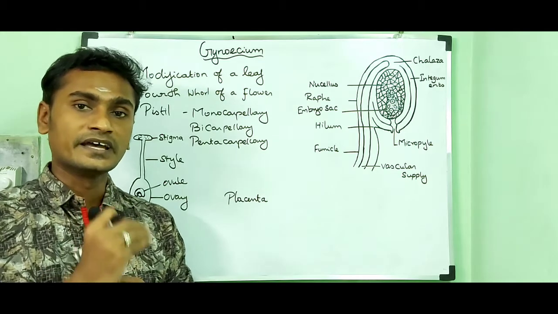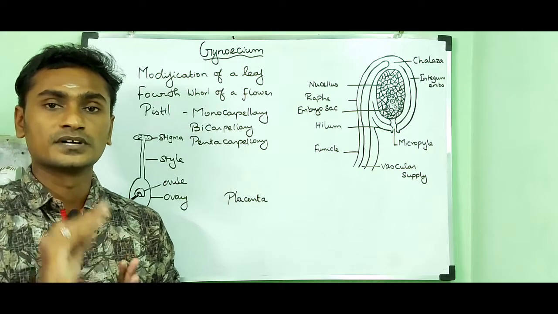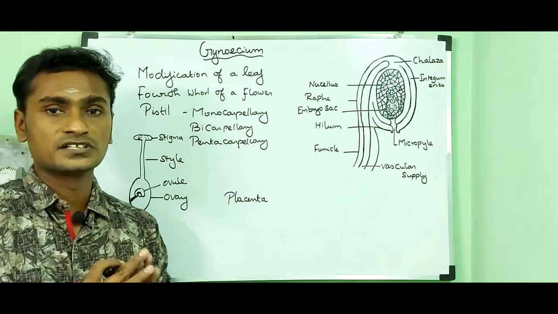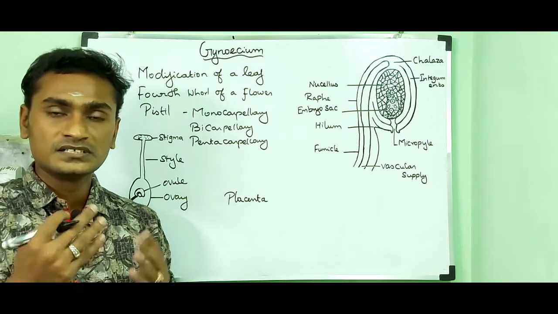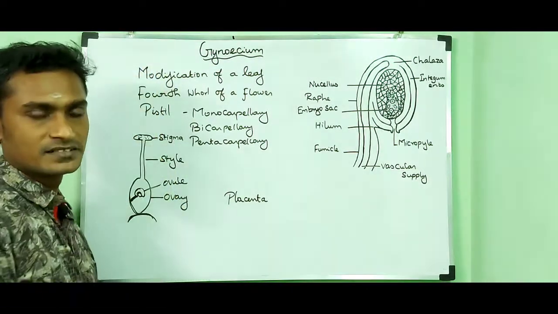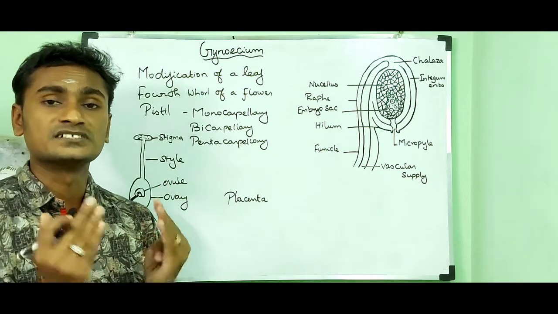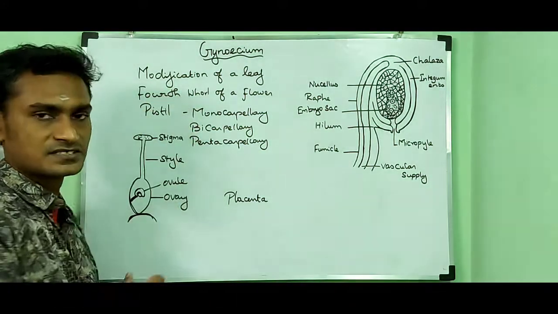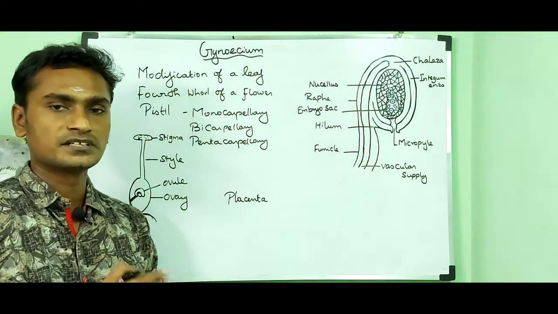In the same way, the gynoecium arises as a small outgrowth from the tip of the floral primordium, and it is a meristematic tissue. So it divides continuously and becomes differentiated into ovary, style and stigma. They are combinedly called gynoecium or pistil.